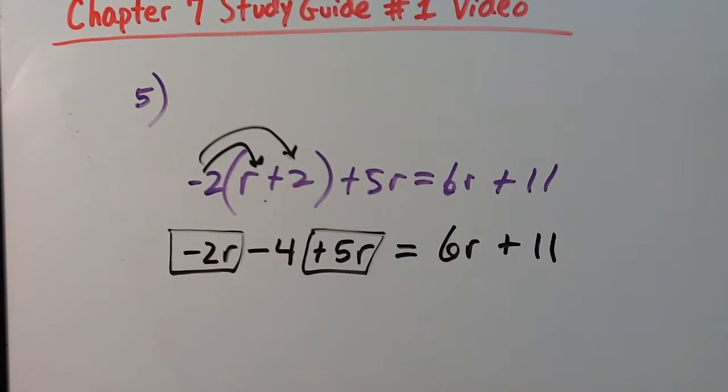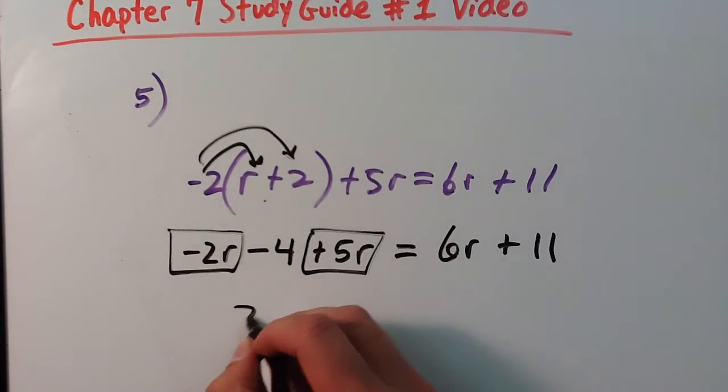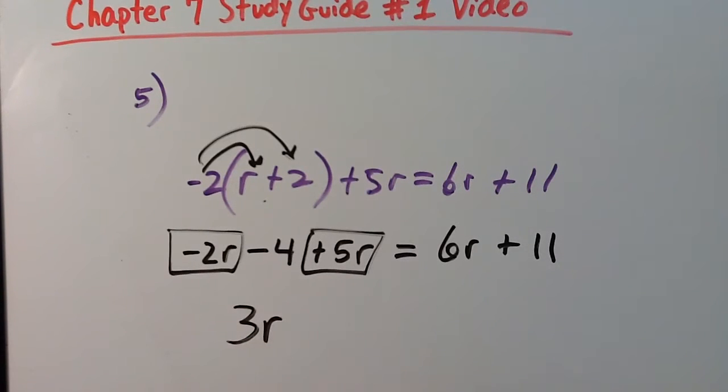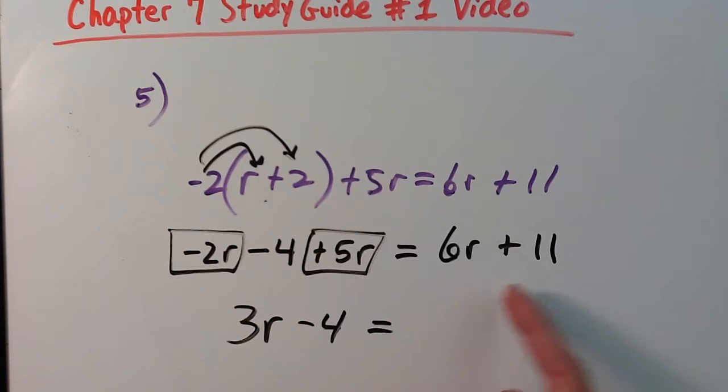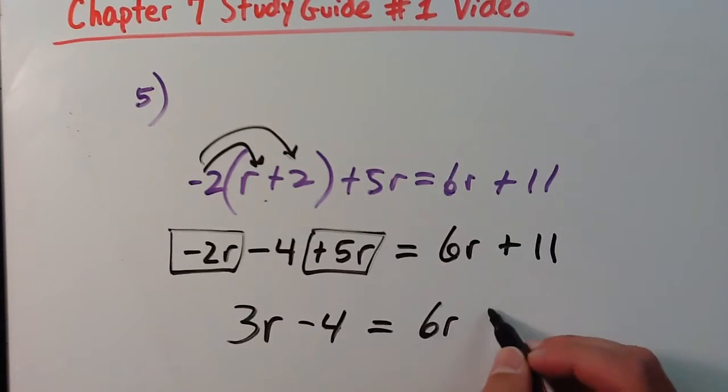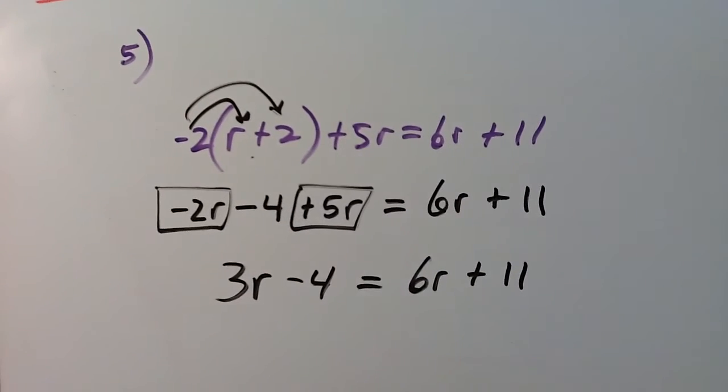They are like terms because they have the same variable r and the same exponent 1. And I know negative 2 plus 5 is positive 3, or 3r. I still have a minus 4. Bring the equal sign down. The right side I have no like terms, so I simply bring that expression down.